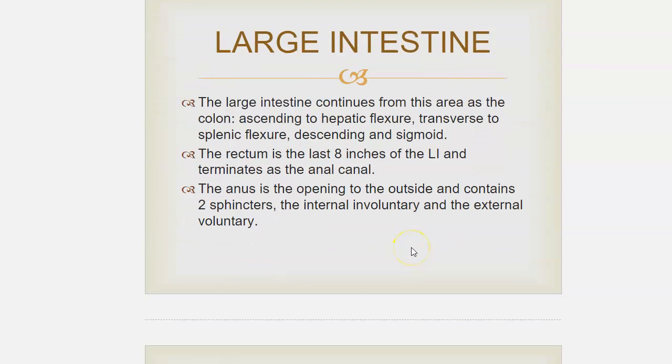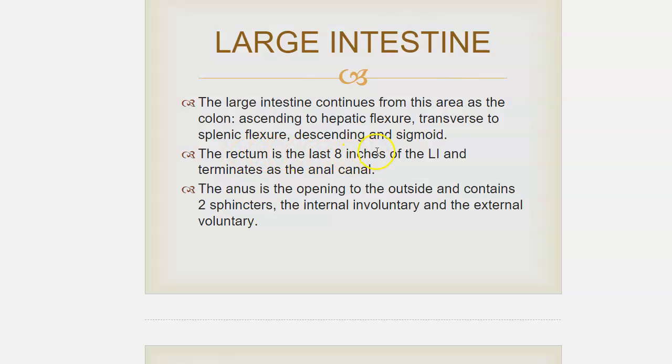So the large intestine goes up. That would be the ascending, and then it bends at the liver. Now that's on your right side. You can call it the right colonic flexure, but it also is bending underneath the liver, so you can call it the hepatic flexure. You go across, transverse. Then you bend at the spleen, on the left side, so you can call it the left colonic flexure, or the splenic flexure. Then you go down, and then you have an S shape, that's the sigmoid.